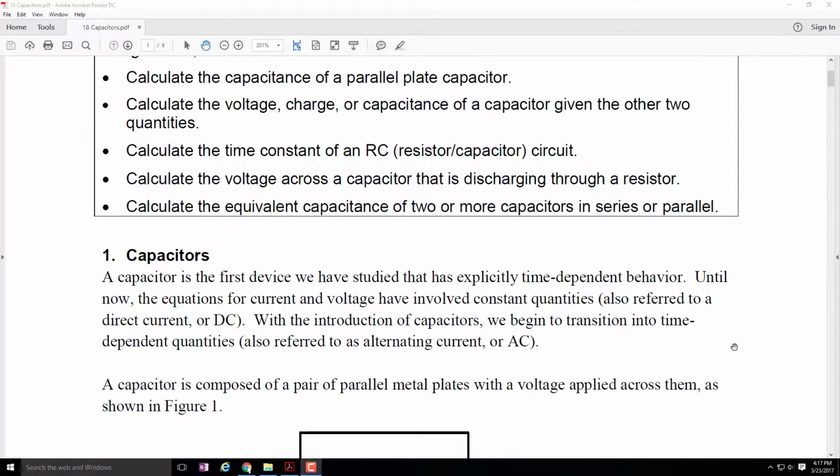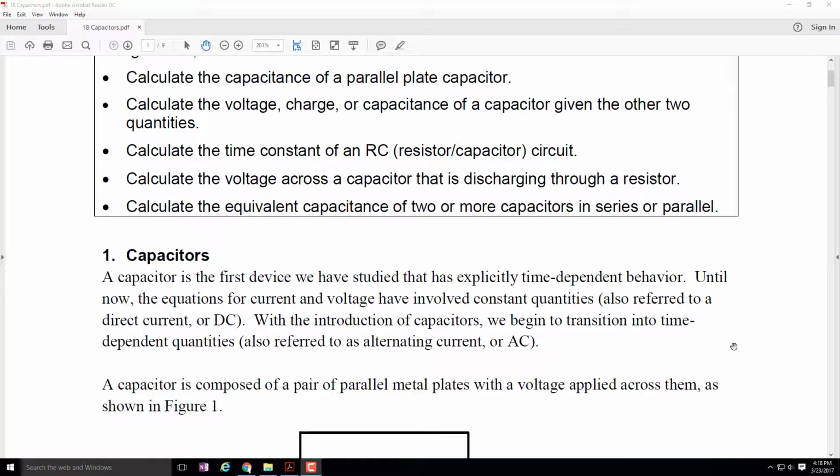So for now, let's just learn a little bit about capacitors, and then we'll sort of plant the seed for future learning. A capacitor is a device that allows charge to accumulate on two parallel plates. It is also the very first device that we've seen that is explicitly time-dependent in its behavior. We're going to see that the equations that control capacitor behavior are differential equations.